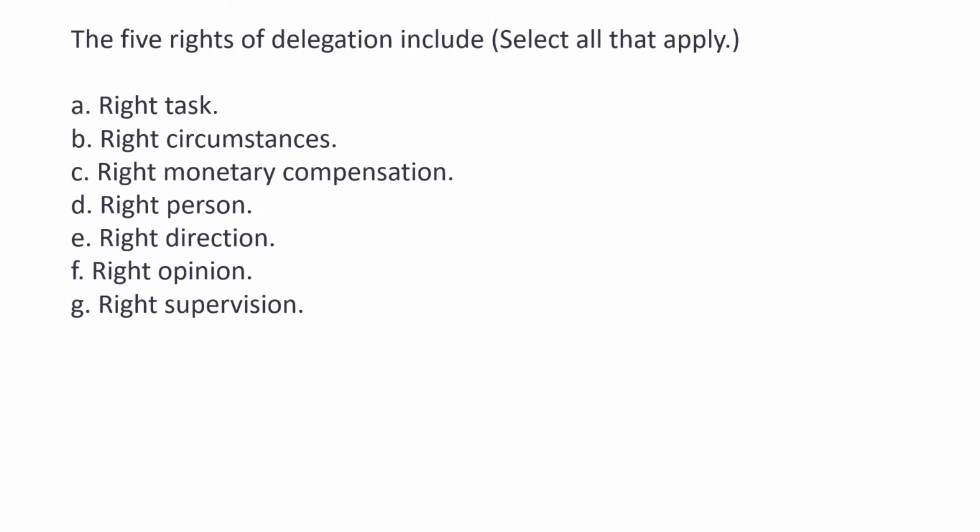The five rights of delegation include: select all that apply. A. Right task. B. Right circumstances. C. Right monetary compensation. D. Right person. E. Right direction. F. Right opinion. G. Right supervision.